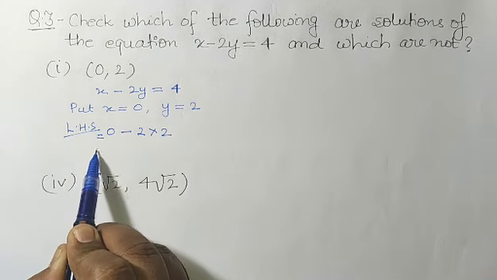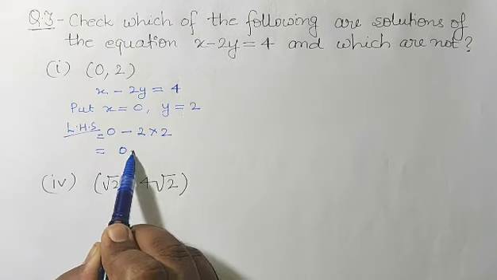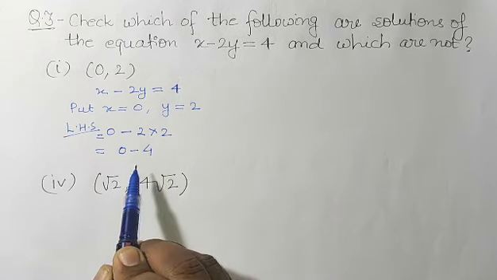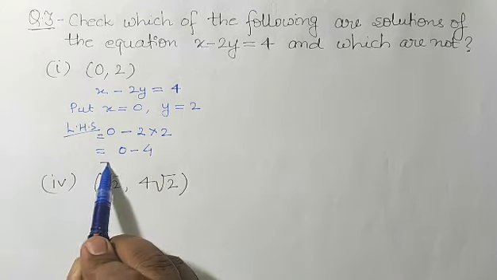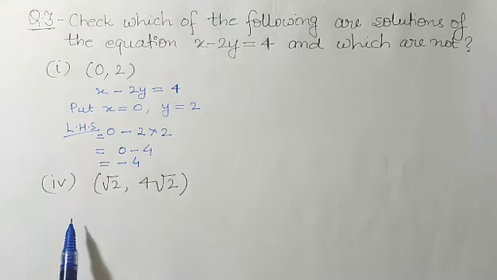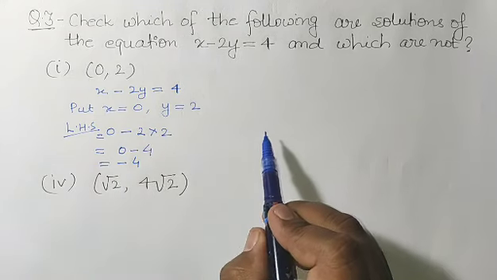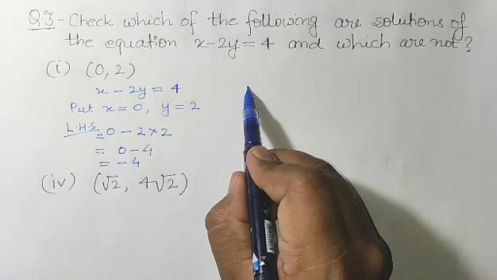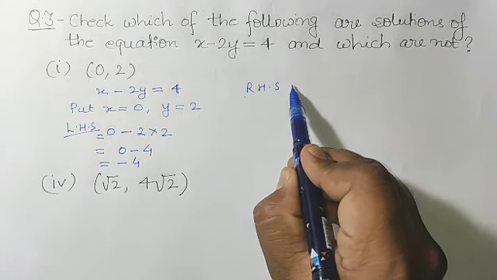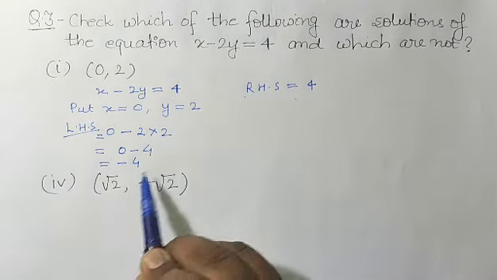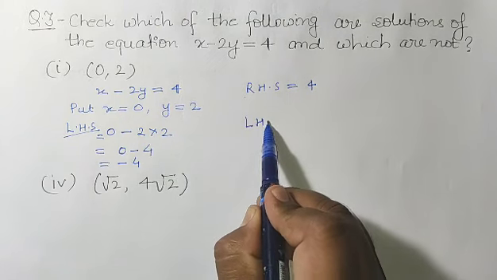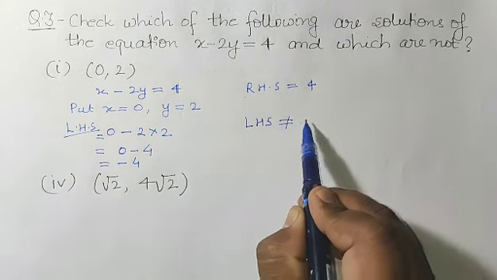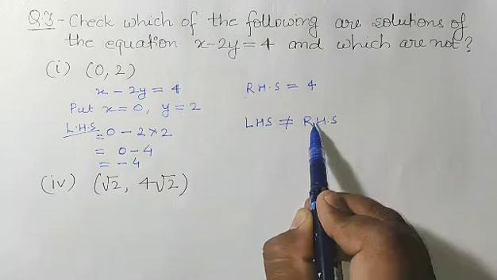So left hand side will be what? 0 minus 2 into 2 is what? 4. So it will be minus 4. And right hand side is what? Right hand side is 4. So here you can see that left hand side is not equal to right hand side.